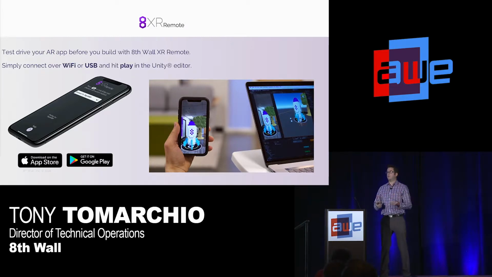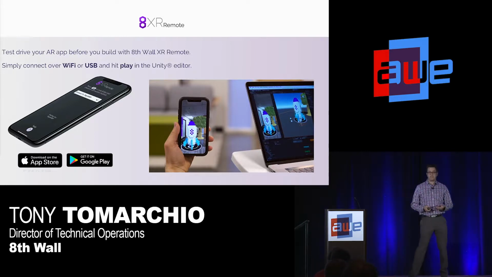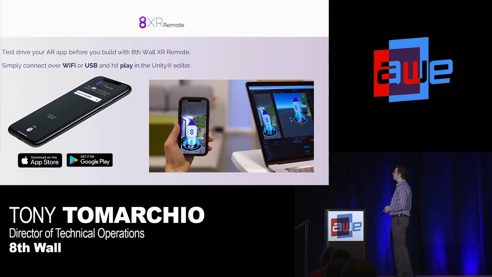So if you've tried to develop an app, you write your code, you have to compile it, you load it onto your device, you test it out. And that can take minutes. If you're changing one small variable, a few lines in your scripts, it can take a long time to iterate this entire process.